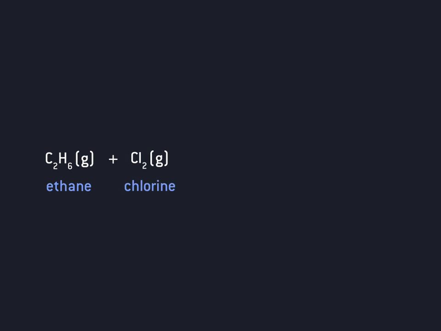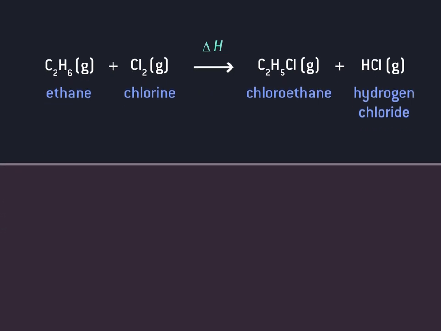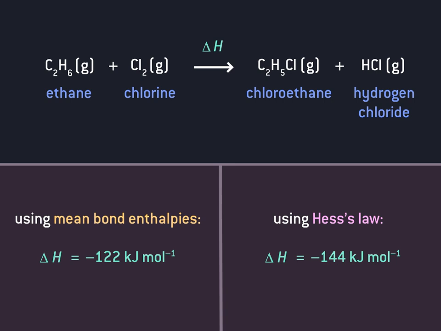Ethane reacts with chlorine to produce chloroethane and hydrogen chloride. This is an exothermic reaction. It is not possible to measure the enthalpy change for this reaction directly, but we can calculate it using mean or average bond enthalpies. However, this method gives a slightly different value to that obtained using Hess's law.